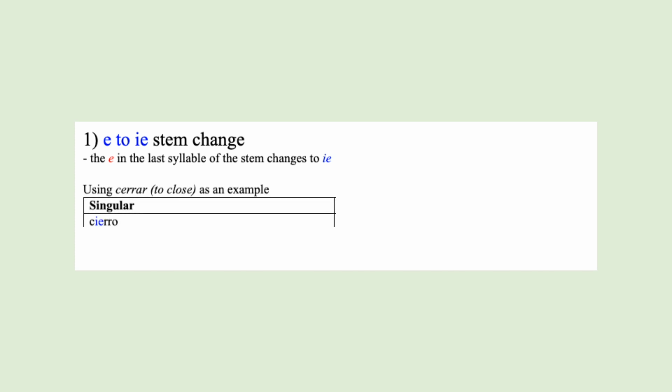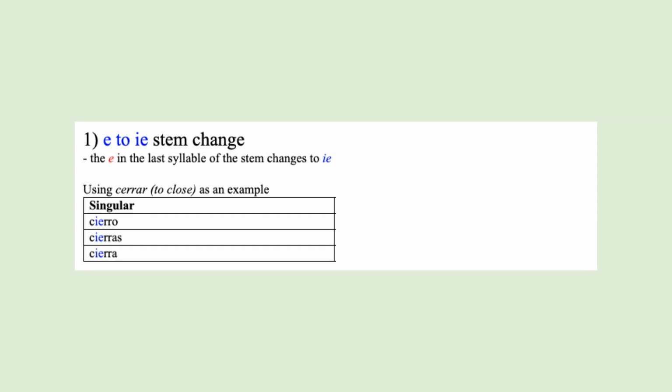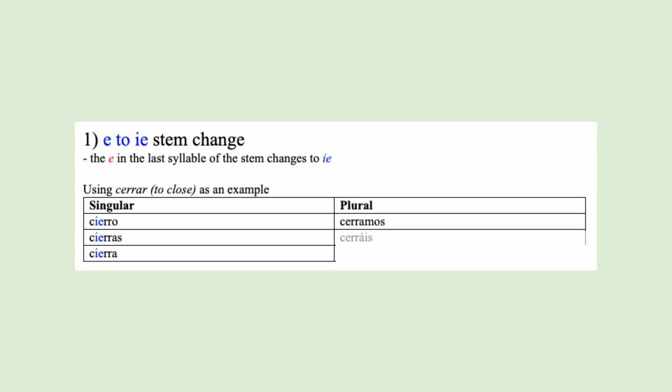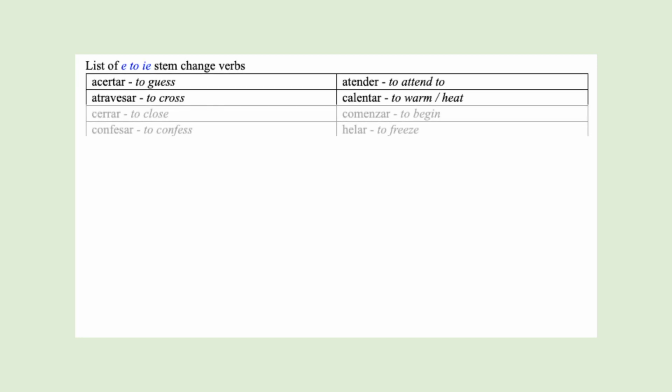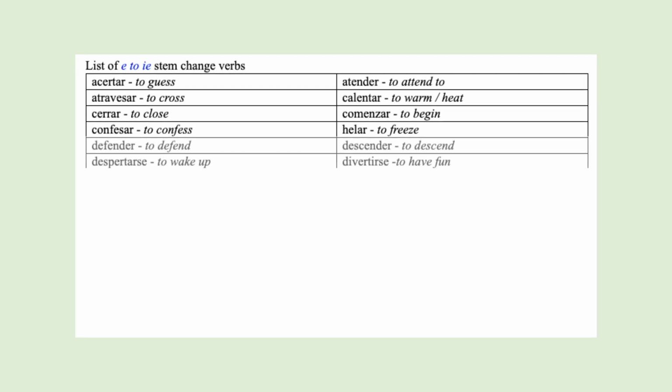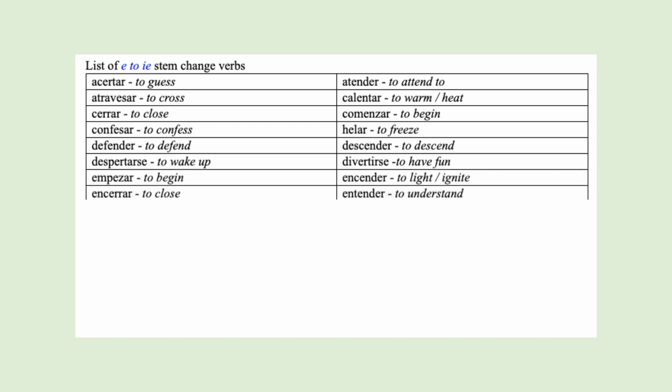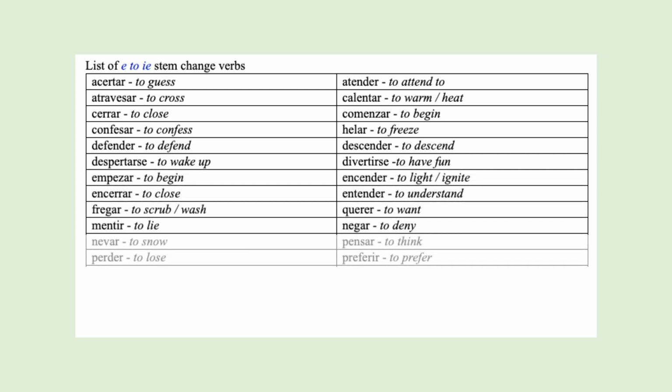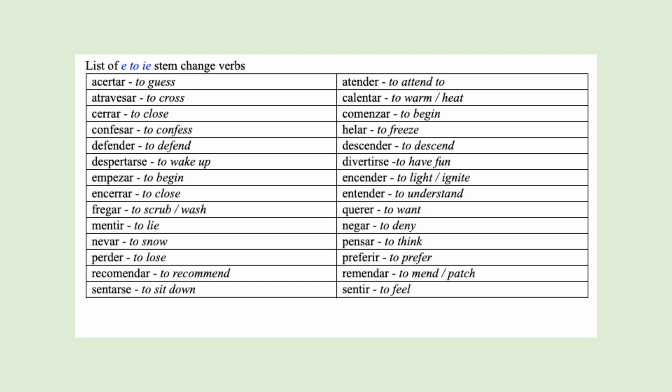So again, using cerrar as an example, the conjugations are cierro, cierras, cierra, cerramos, cerráis. No stem change for nosotros and vosotros, and cierran. Here is a list of E to IE stem change verbs. These verbs will all follow the same present tense conjugational pattern as cerrar.